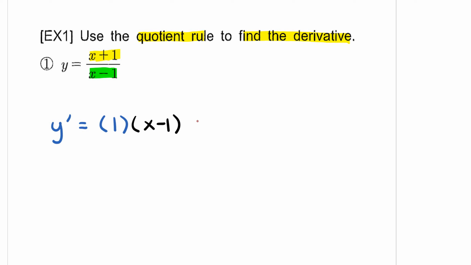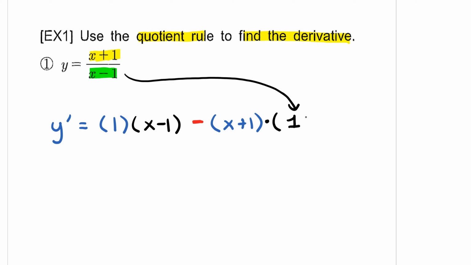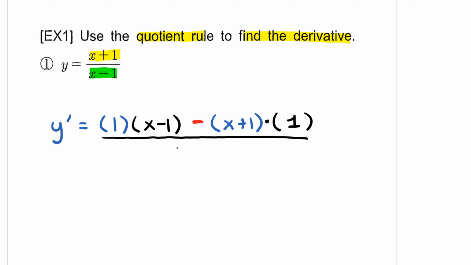And then the quotient rule always states that you need a minus sign here. And then we multiply by the top, which is x plus 1. And then we multiply by the derivative of the denominator. And the derivative of x minus 1 is simply going to be a 1. Okay, and then after that, we just take the whole expression here, and then we divide by the denominator all squared. And that right there is the derivative of the very first question there. And I will definitely not simplify this, and we'll just move on.